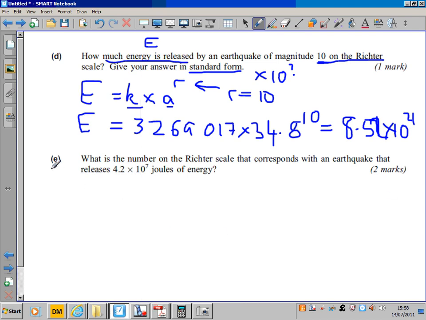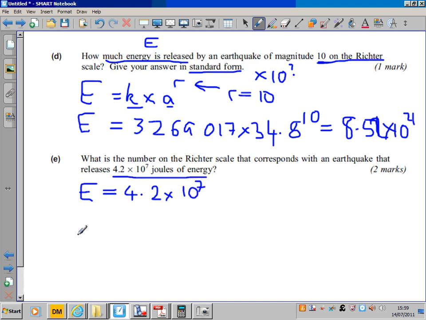Right, and then the last part, what is the number on the Richter scale that corresponds with an earthquake that releases 4.2 times 10 to the power of 7 joules of energy? So this means that for my equation, I'm now being given the other value. Instead of R, I'm being given E. So I know that E is equal to 4.2 times by 10 to the 7.